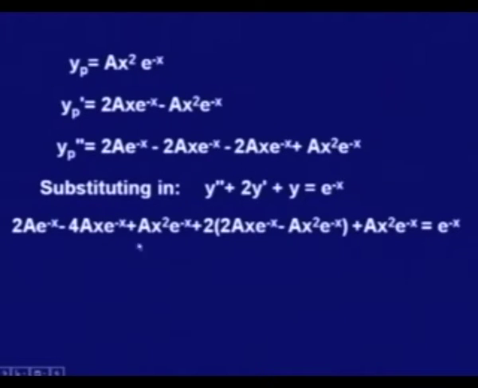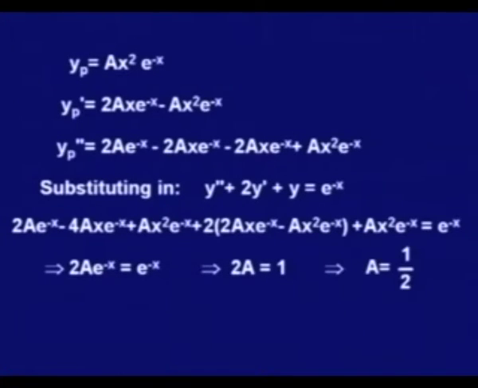Let us see the left hand side. Here I have -4ax e^(-x), and this would be +4ax e^(-x), so this term cancels out. For the coefficient of x^2 e^(-x), here is a, here is -2a, and here is one more a, so again it cancels out. What is left is 2a e^(-x) = e^(-x). So, comparing the coefficients we get 2a = 1, or a = 1/2.